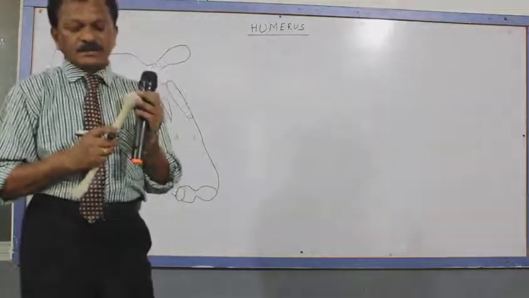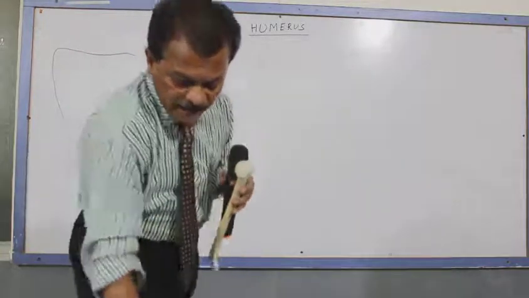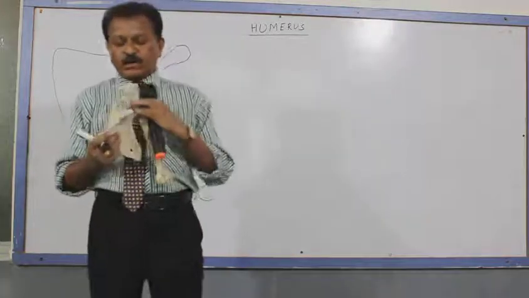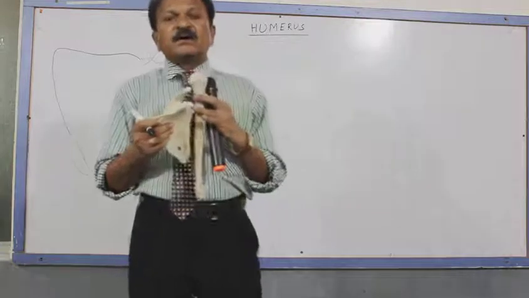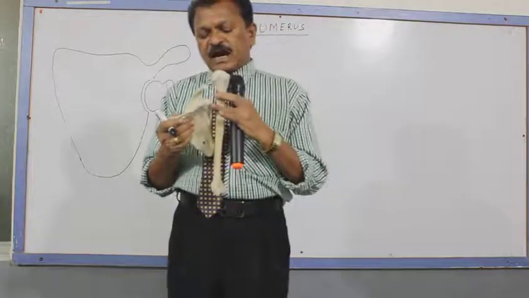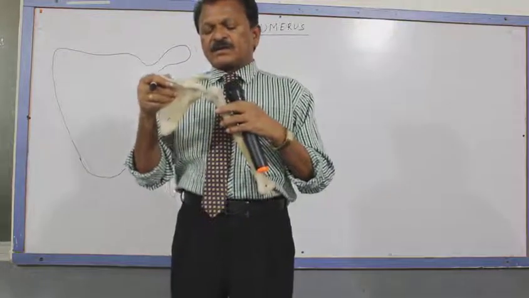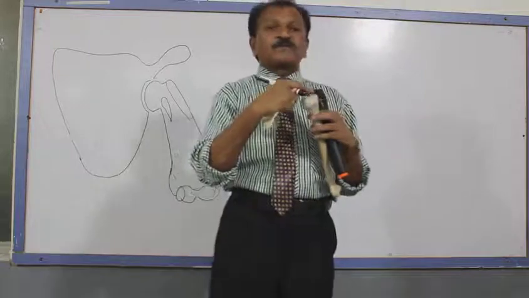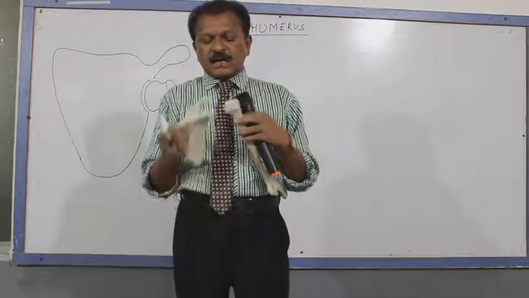The head of the humerus: its diameter is more than the glenoid cavity. If you compare the articular surface of the glenoid cavity of the scapula, its diameter is lesser than the head of the humerus. The head of the humerus, articular surface, has a diameter more than the glenoid cavity.